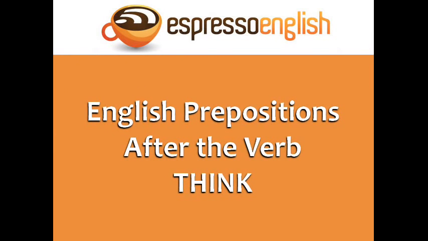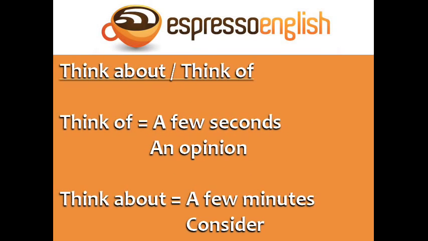English prepositions after the verb think. The two most common prepositions used after the verb think are about and of. They are very similar, but there is a small difference.